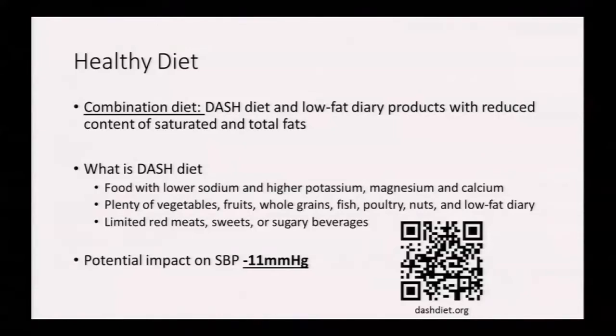And the potential impact on systolic blood pressure with a combination diet is up to 11 millimeter mercury on systolic blood pressure, which is a really big number here that could take your patient down from the elevated blood pressure group down to the normal blood pressure group, or from the stage 1 hypertension down to the elevated or even the normal blood pressure group, especially along with other non-pharmacological therapies that we could do for our patients.